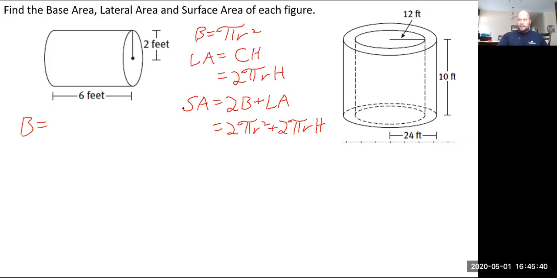And I don't expect you to write out these formulas every time. That's why I gave you guys a formula sheet, so that you have these and you don't have to write them out every single time. Once you know what they are, you can just start plugging into them. So base area, pi r squared.